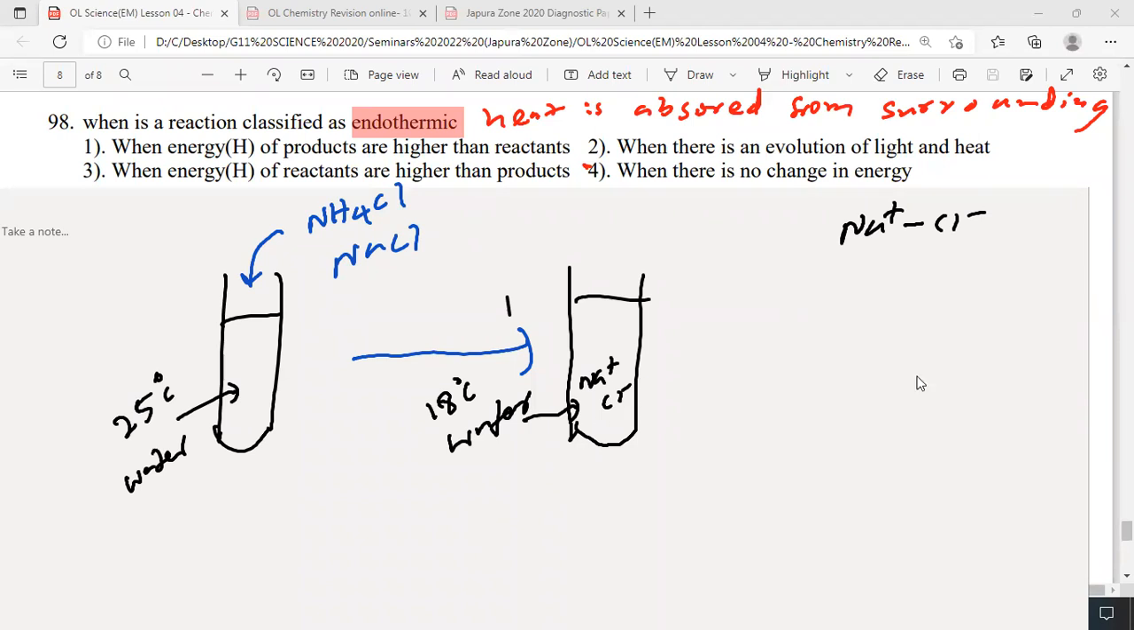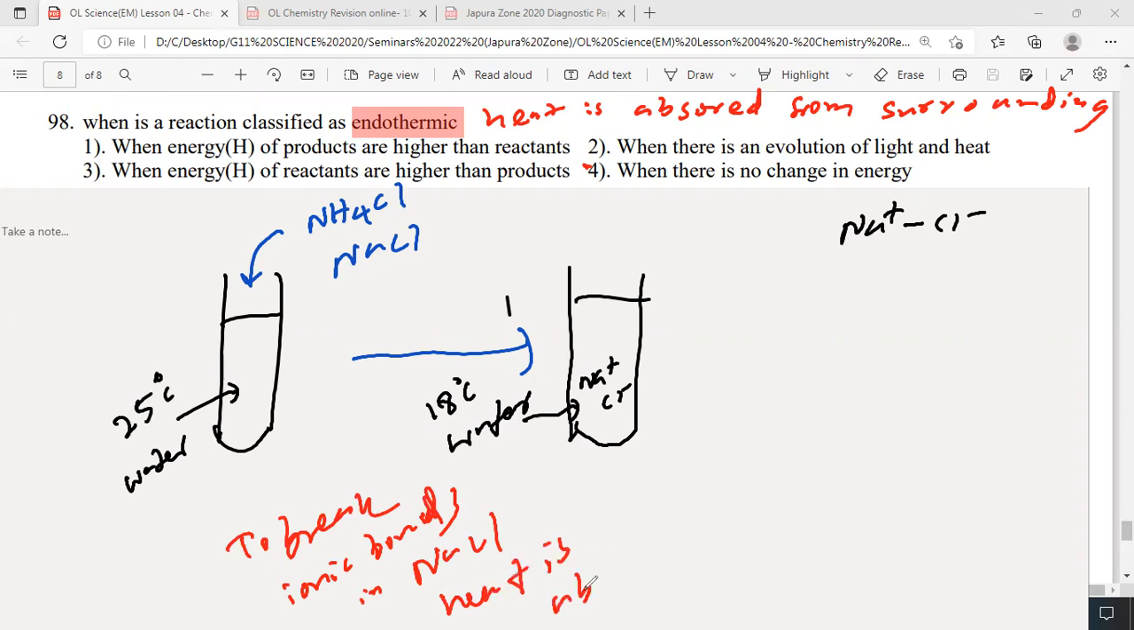To break the ionic lattice, the ionic bonds in NaCl, heat is absorbed from water. Therefore, the temperature of water drops. That's why the surrounding temperature goes down. The test tube and the water are called the surrounding. Heat is absorbed from water and surrounding. That's why the temperature drops.